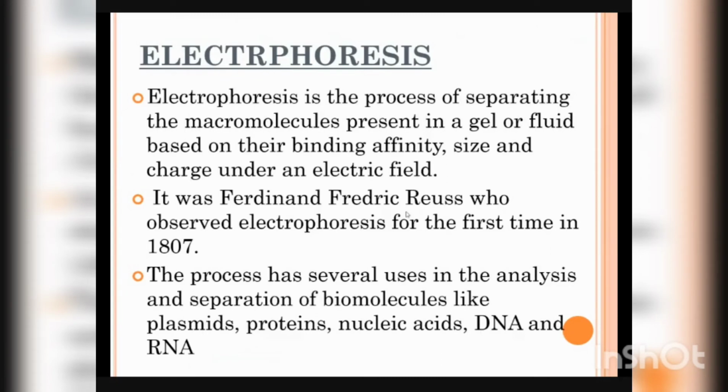Electrophoresis. Now, the third topic is electrophoresis. Electrophoresis is the process of separating the macromolecules present in a gel or fluid based on their binding affinity, size, and charge under an electric field. It was Friedrich Reuss who observed electrophoresis for the first time in 1807. The process has several uses in the analysis and separation of biomolecules like plasmids, proteins, nucleic acid, DNA, and RNA.